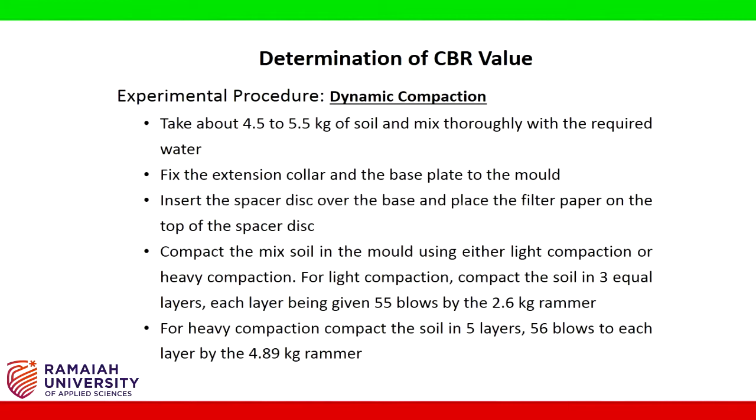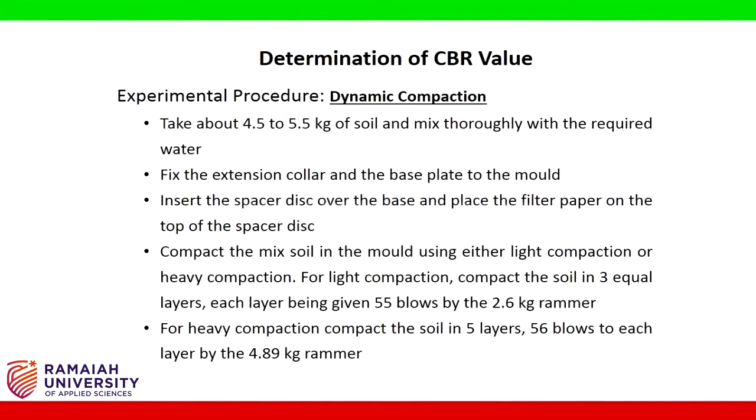Compact the mixed soil in the mold using either light compaction or heavy compaction. For light compaction, compact the soil in 3 equal layers, each layer being given 55 blows by the 2.6 kg rammer.